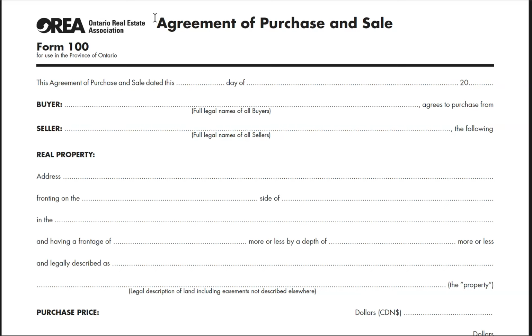So here we have the Agreement of Purchase and Sale. It's also known as Form 100, and this is used in Ontario by realtors generally. It's used mostly for homes, residential homes generally, and the purpose is basically to legally bind the buyer and seller together, as well as define the terms of sale.